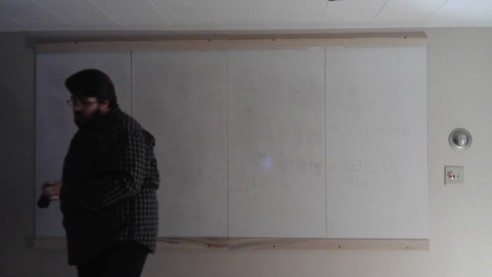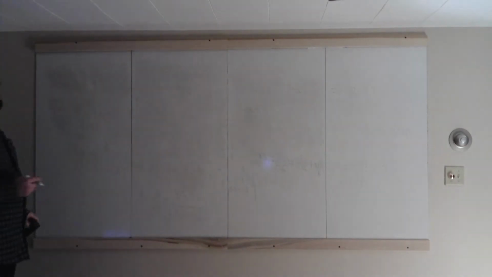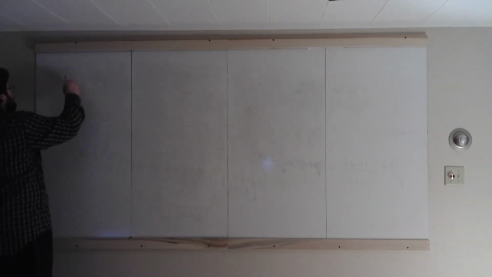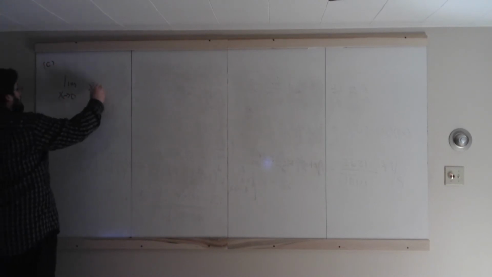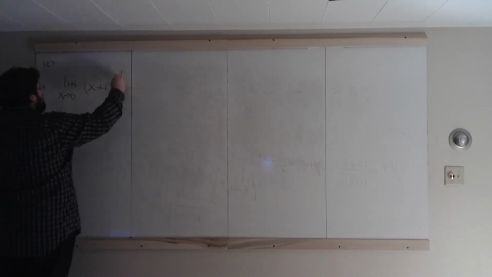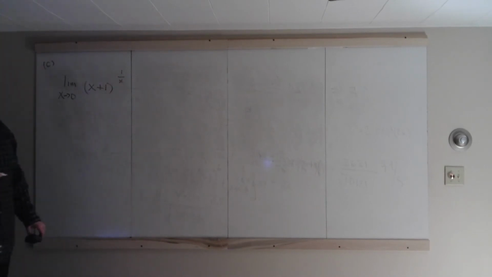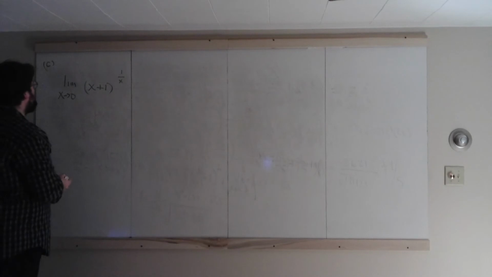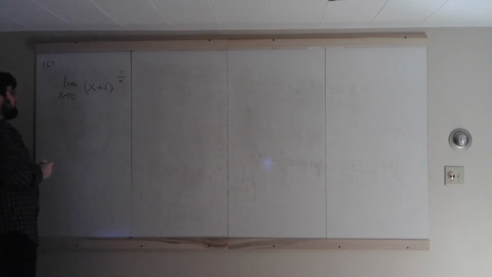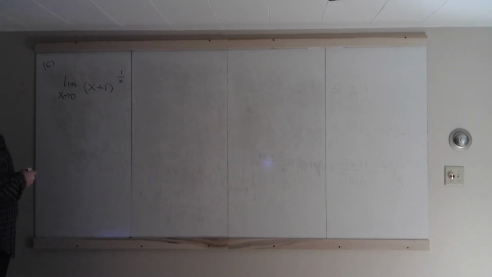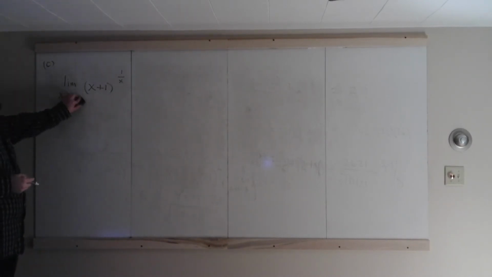Next, find this limit as x goes to 0. This is C from number 4. Limit as x goes to 0 of (x plus 1) to the 1 over x. Did I write that right? Yes. I probably should have made that a 0 from the right. Let's assume I made it a 0 from the right.